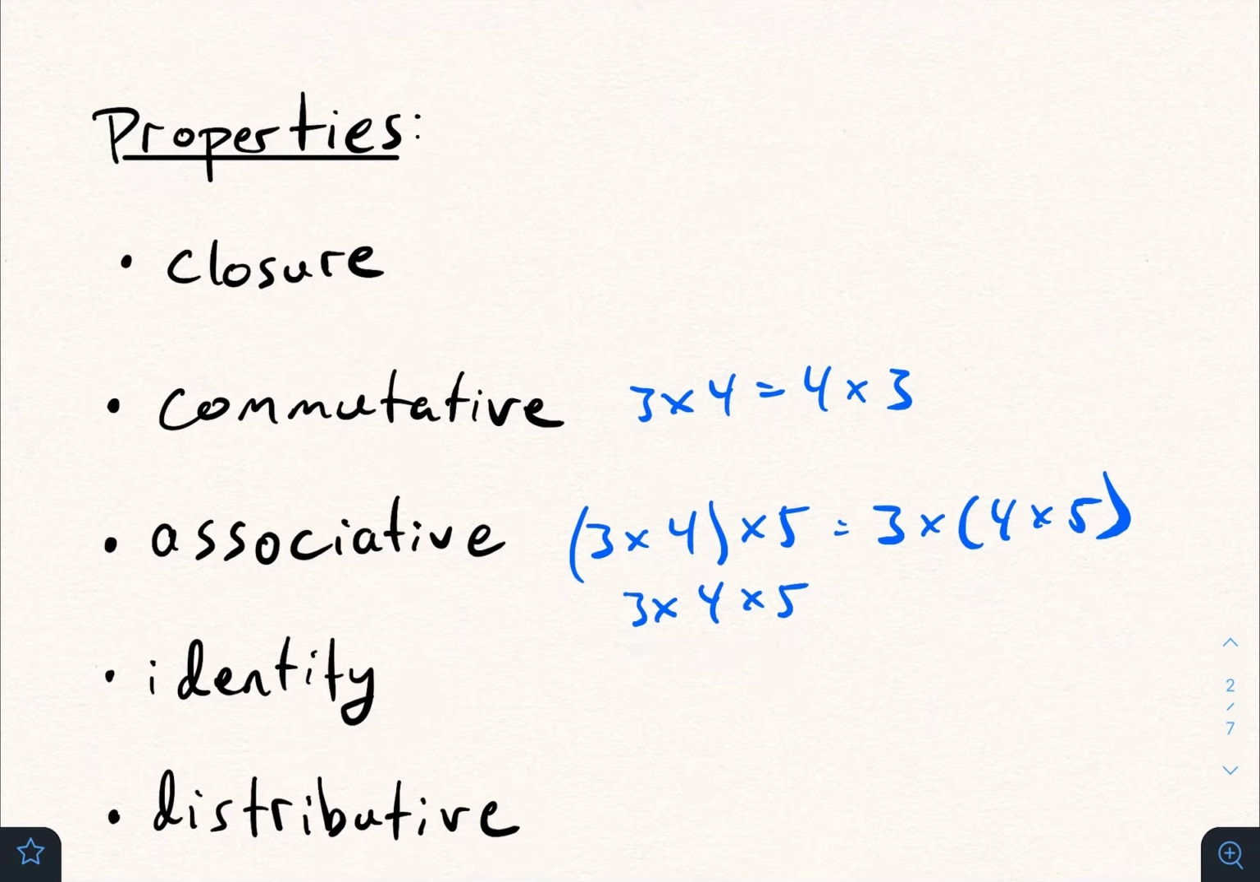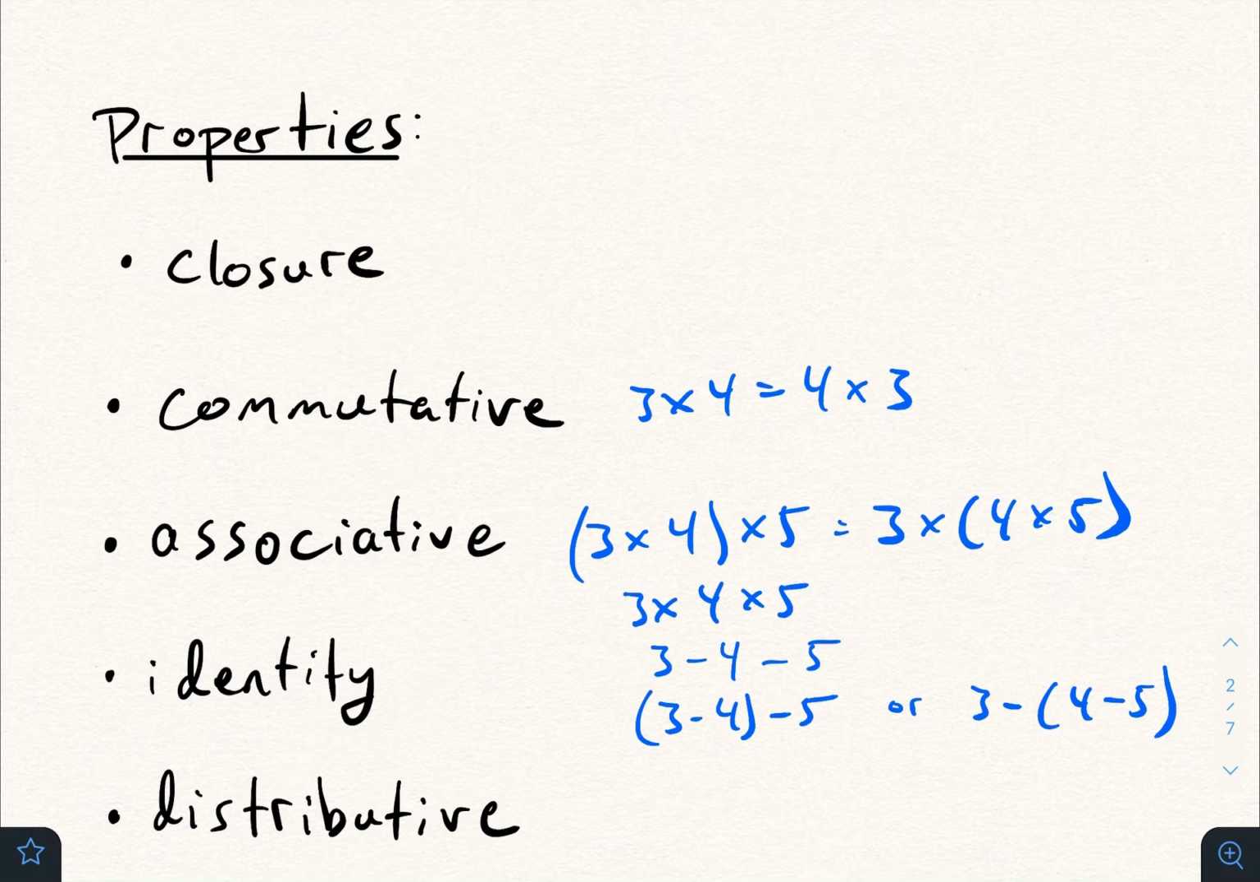But the order in which we multiply numbers does not matter, which is in stark contrast to if you were to start including some subtraction or division here. If I took 3 minus 4 minus 5, it's not clear if this should mean (3 minus 4) minus 5 or 3 minus (4 minus 5). These are going to represent different numbers, because this is -1 minus 5, which is -6, and then this is 3 minus -1. 3 minus -1 would be +4. So these represent different numbers.